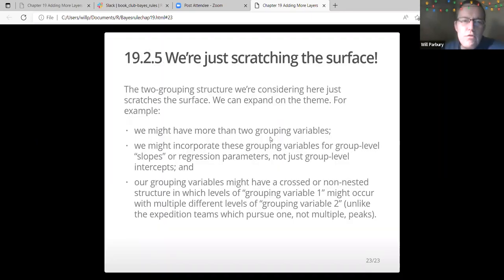Okay, so the two grouping structures that we're considering here just scratch the surface. We can expand on the theme. For example, we might have more than two grouping variables. We might incorporate these grouping variables for group level slopes or regression parameters, not just group level intercepts. And our grouping variables might have a crossed or non-nested structure, in which grouping variable one might occur with multiple different levels of grouping variable two, unlike the expedition teams, which pursue one, not multiple peaks.